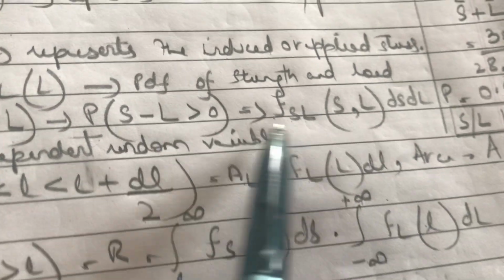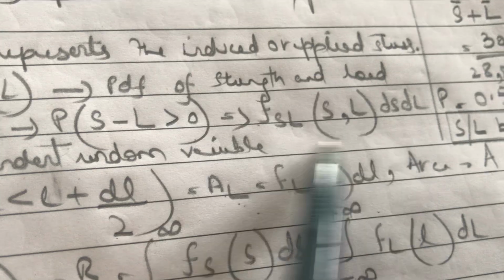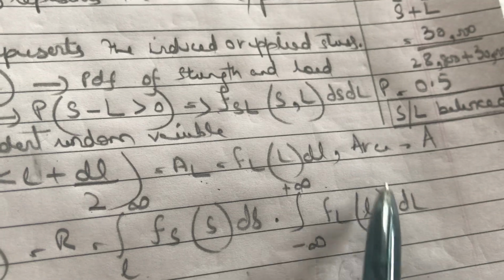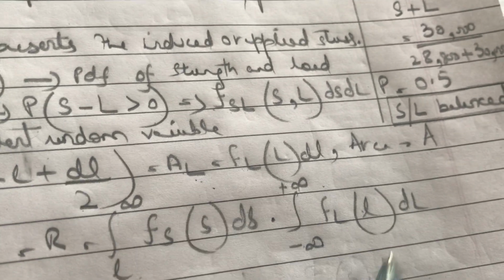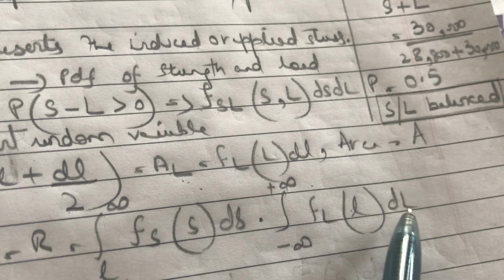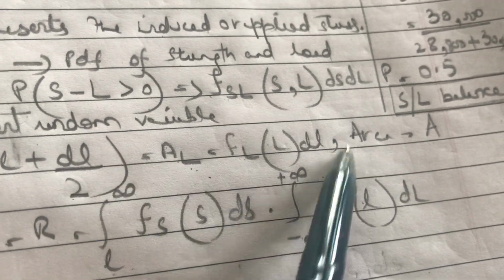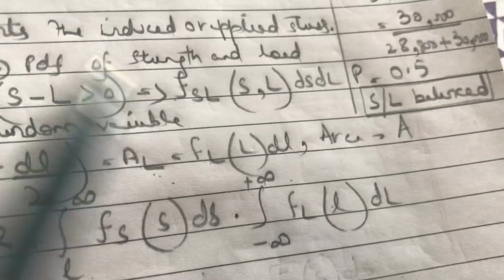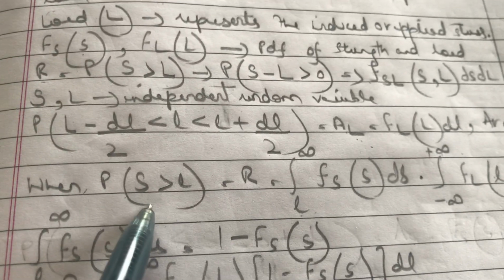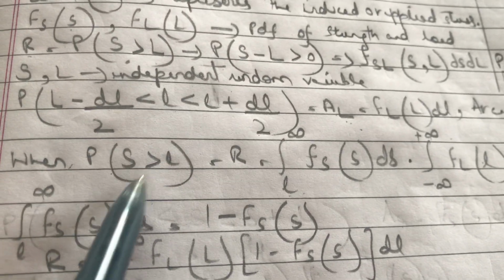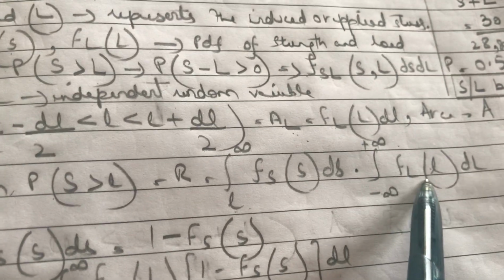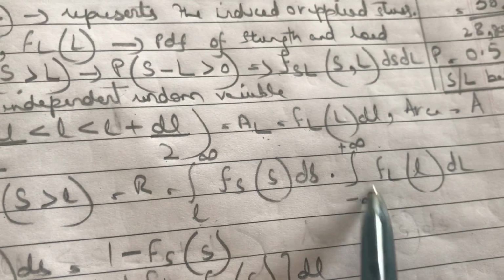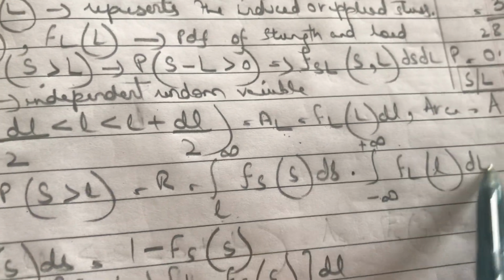And we are replacing this R formula in the form of the limits that are being provided to us and the area that we are talking about. The other limit is for L. The limit for L is not defined here. We only got the limit for S, that S is greater than L, but we don't know the limit for L. So that's why we put the limit minus infinity to plus infinity, FL of L and dl, and the rest remains as it is.